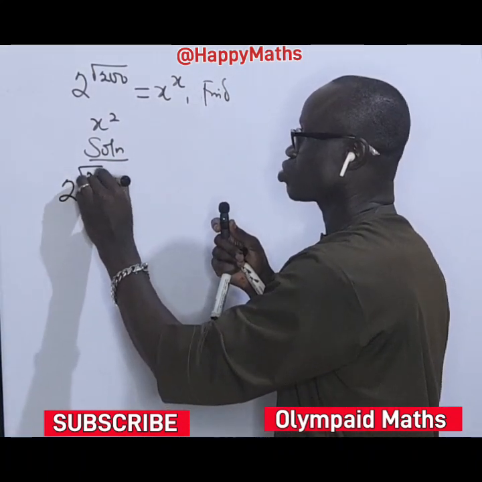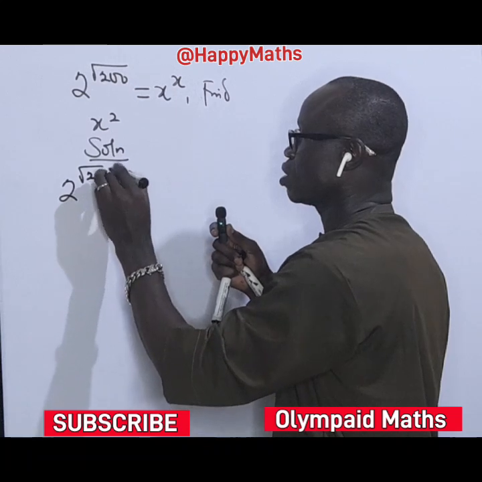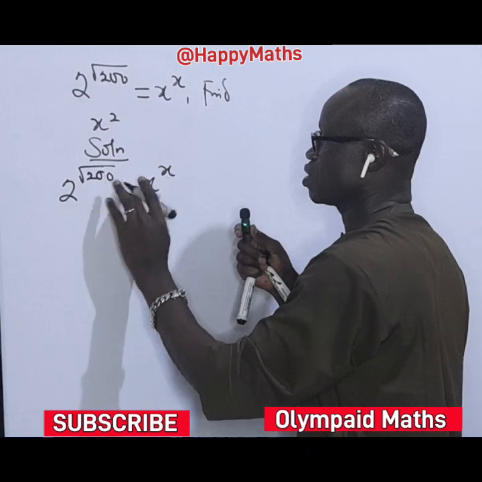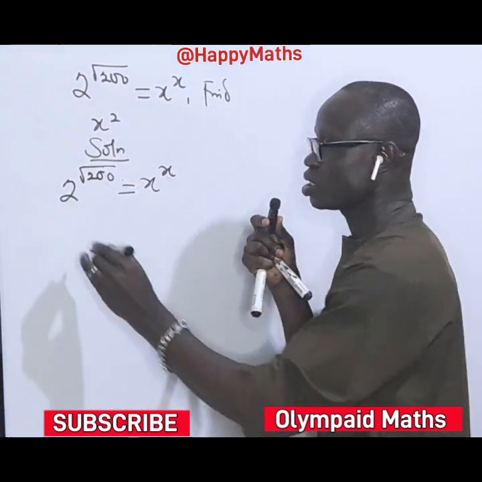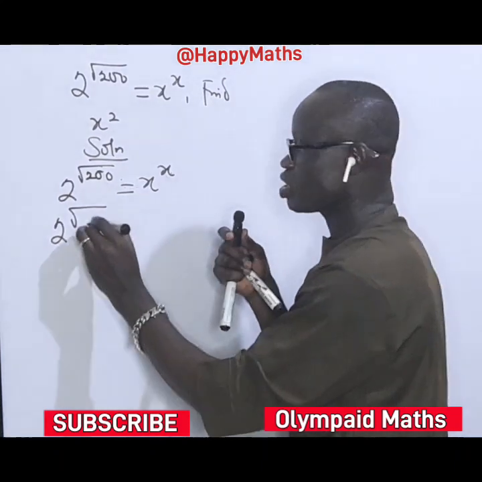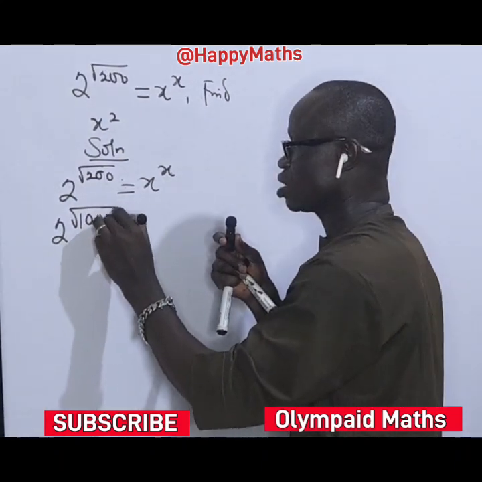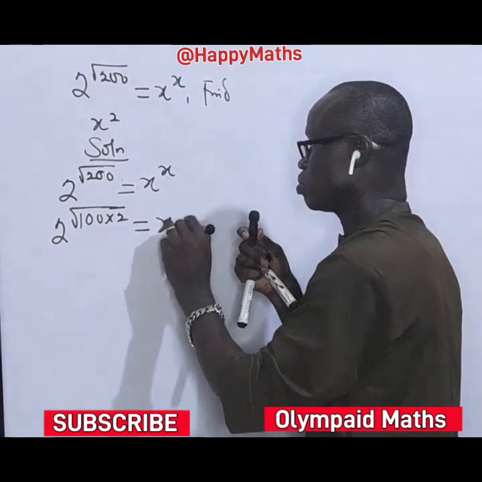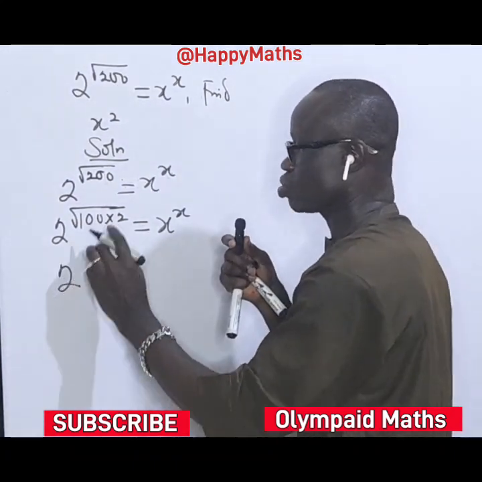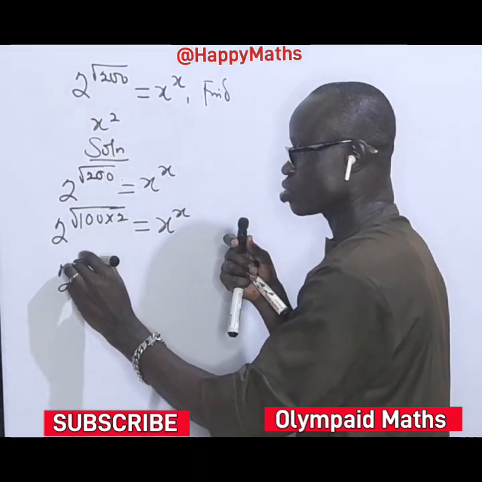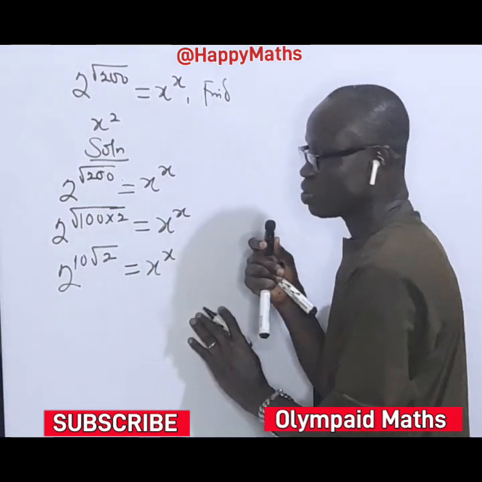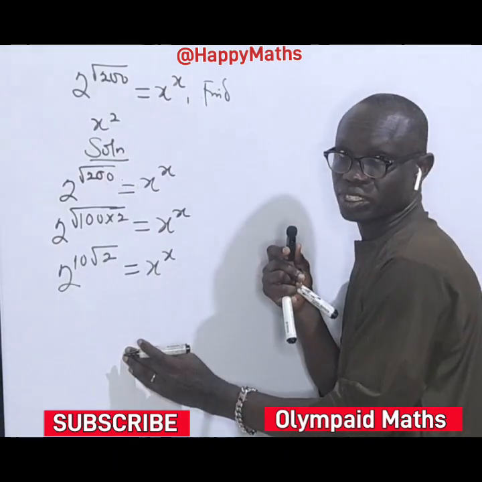Now, we have root 200 equal to s raised to s. Now, by implication, what do we do from here? This is 2. Let's split 200 so that one of the numbers is a perfect square: 100 times 2. That will give me s raised to the power of s. Now, from here, this is 2. Root of 100 will give us 10 raised to root of 2 equal to s raised to the power of s. Now, what do we do from here?